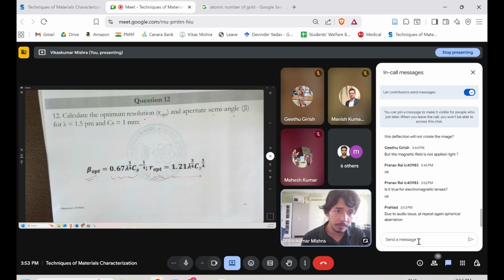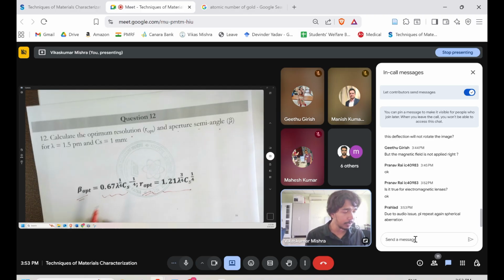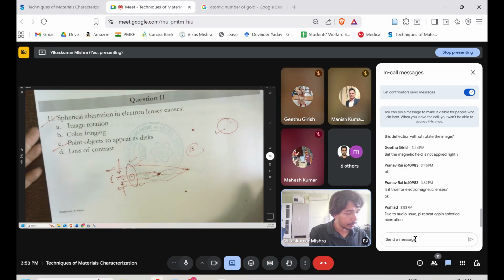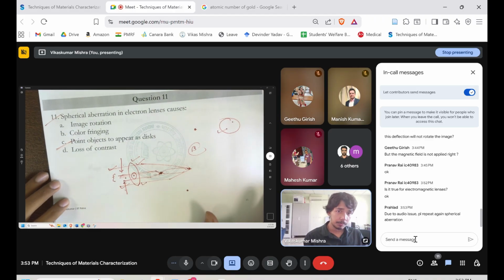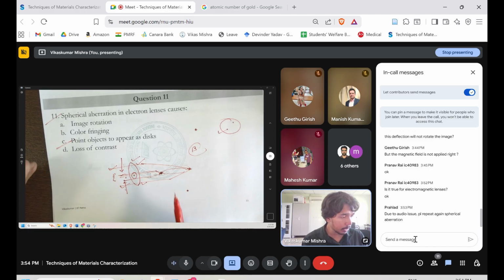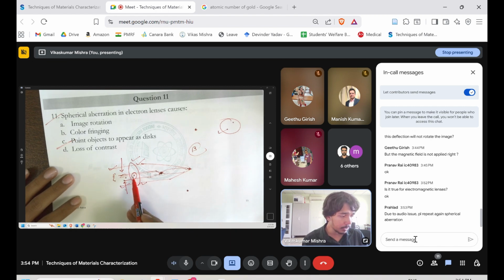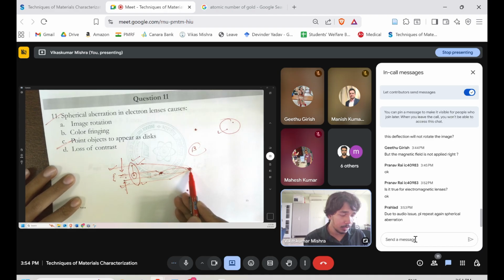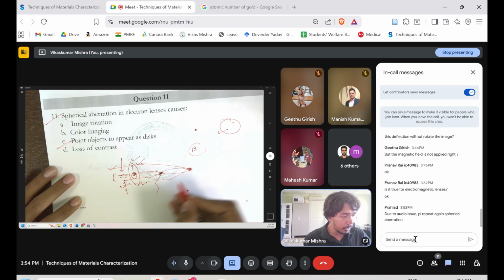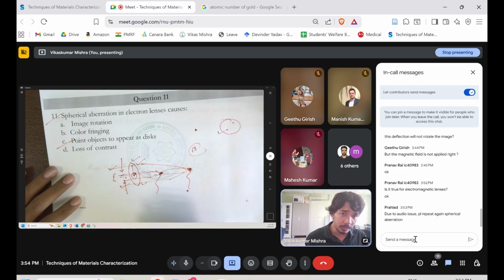Due to audio issue, please repeat again spherical aberration. Spherical aberrations. Yes, what we discussed till now is that we cannot remove the spherical aberration completely. Let's talk about what is causing it. The electrons which are far from the optical axis will converge at a different point than the ones near the optical axis. So these points of convergence will differ, due to which, instead of a single point source, you will get a spread.